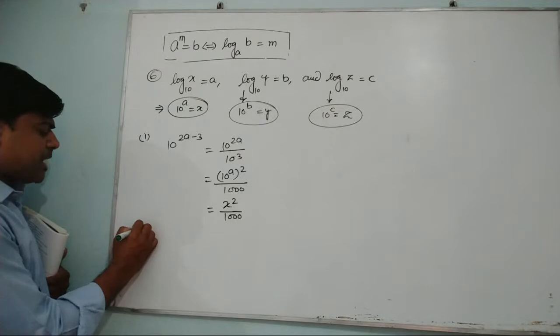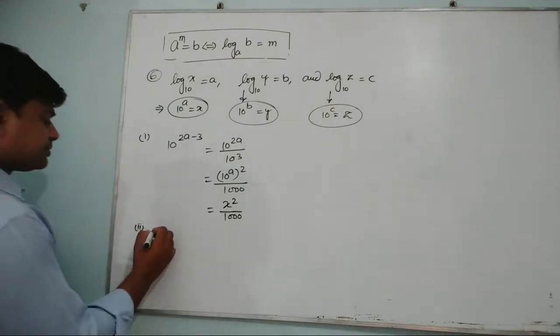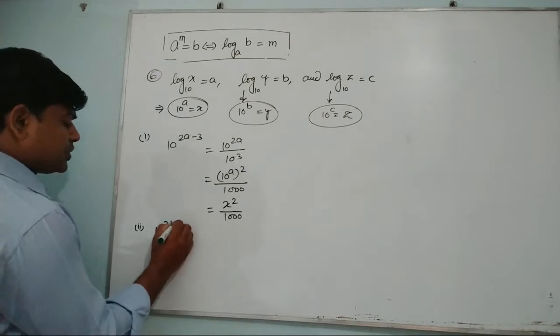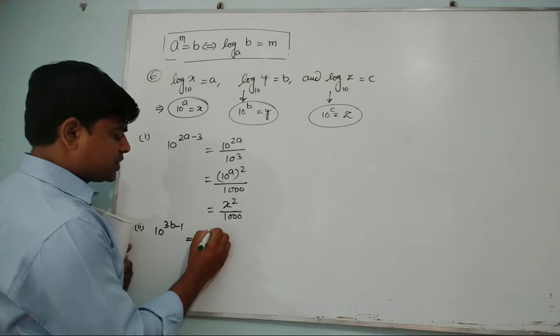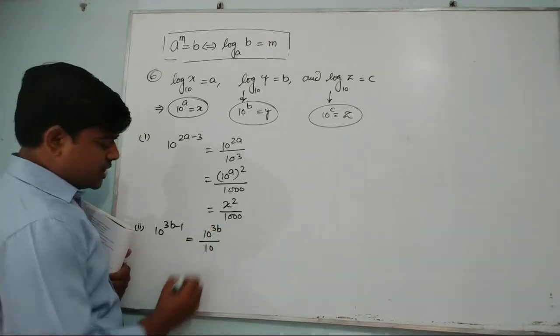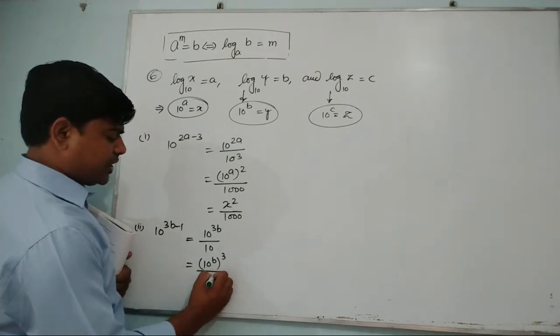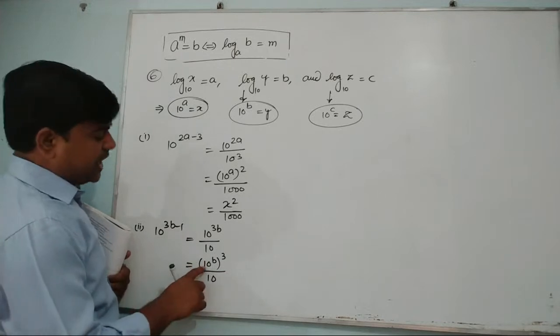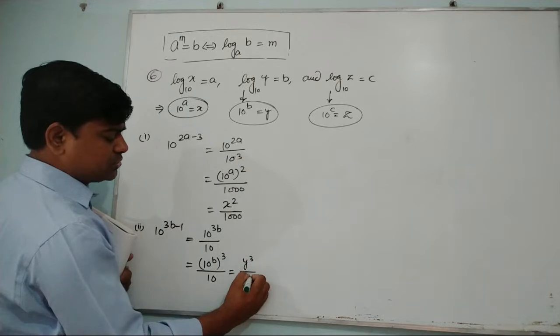I am writing the second part also for you people. In the second part you can see it's written 10 to the power 3b minus 1. You please tell me, it can be written as 10 to the power 3b upon 10 to the power 1. It can be written as 10 to the power b whole to the power 3 upon 10 to the power 1. And that 10 to the power b is what? y. So it is y cube upon 10.